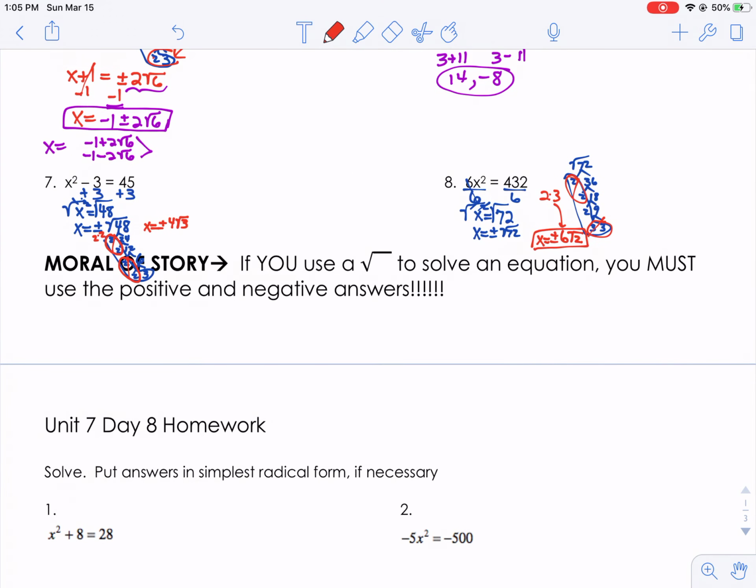So, moral of the story, if you use a radical to solve an equation, you must use the positive and the negative answers. Okay, Unit 7, Day 8 homework is what goes along with this lesson.